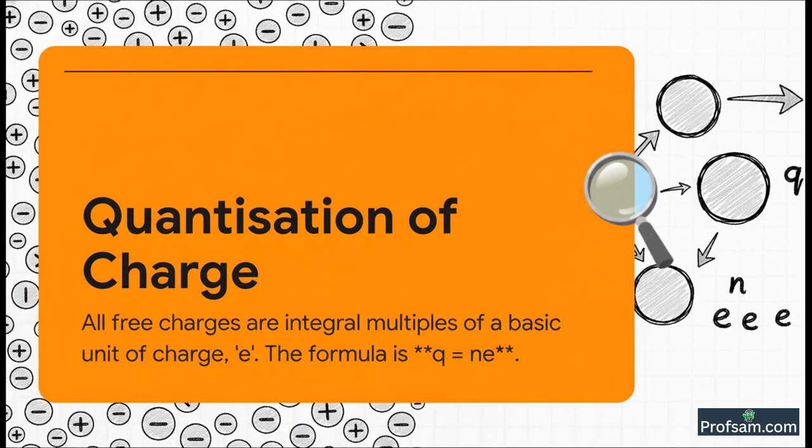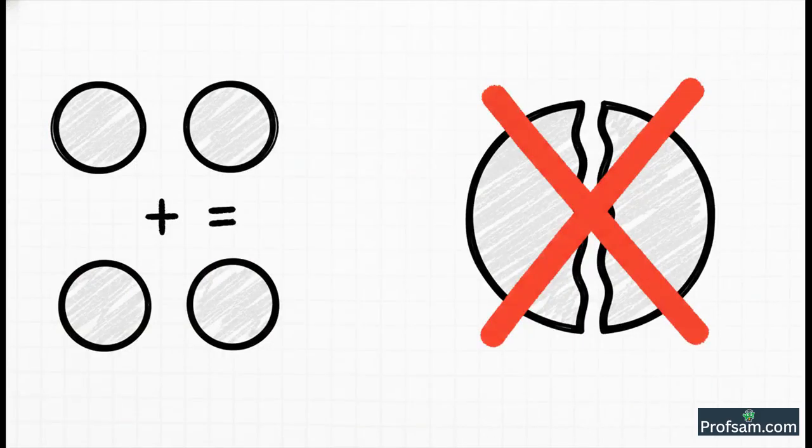This formula, Q equals NE, is extremely important. You must remember it. So what does this integral multiple thing mean in simple words? It just means that charge comes in fixed packets, like coins. You can have one rupee coin, or 2 coins, or 100 coins. But you can never have 1.5 coins, right? It's the same with charge. An object can gain 1 electron, or 2 electrons, or 100 electrons, but it can never ever gain or lose 1.5 electrons. Charge always comes in these fixed chunks.